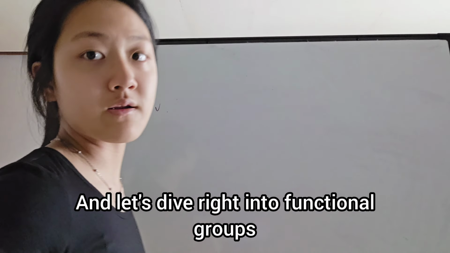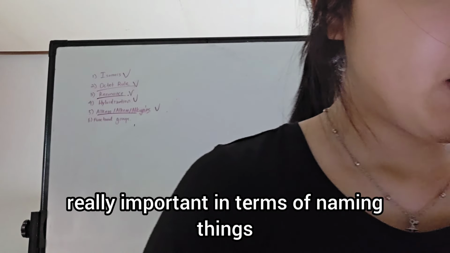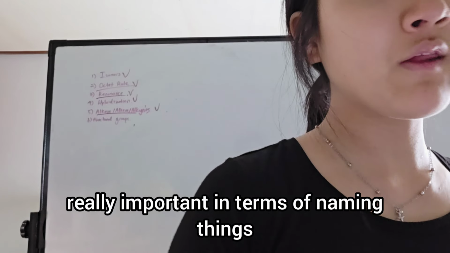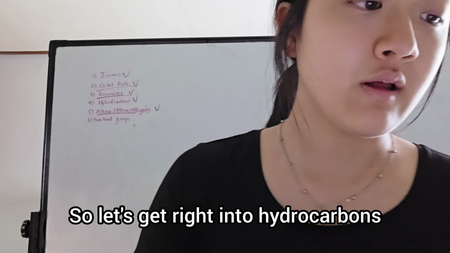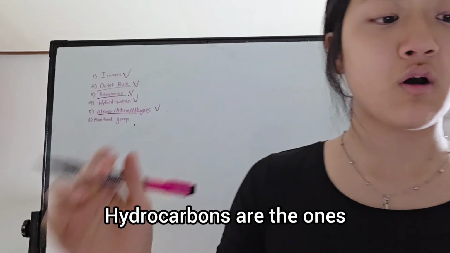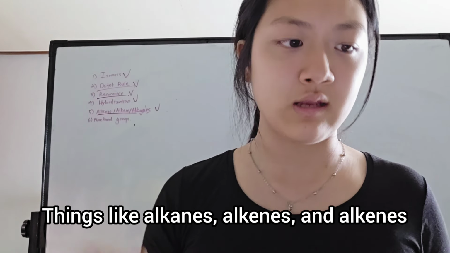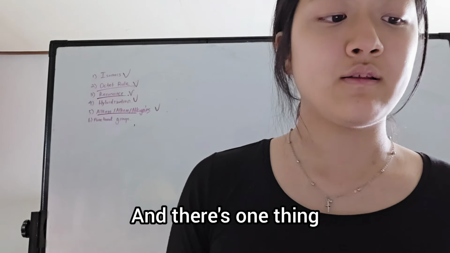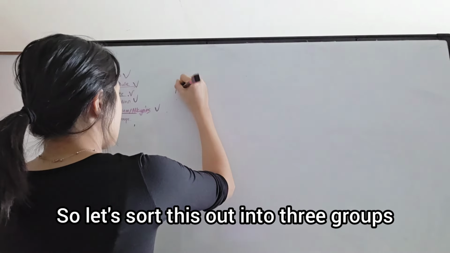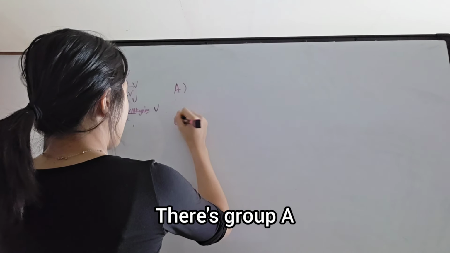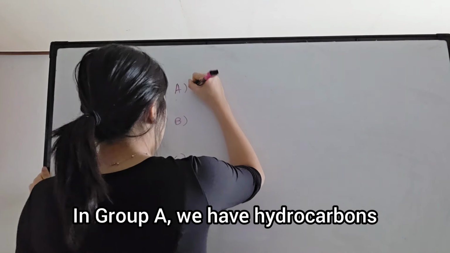And let's dive right into functional groups. Functional groups are really, really important in terms of naming things, but also thinking about what functionalizations they have. So let's get right into hydrocarbons. Hydrocarbons are the ones that we just explained, things like alkanes, alkenes, and alkynes. And there's one thing that we didn't talk about quite yet. So let's sort this out into 3 groups. There's group A, group B, and group C. In group A, we have hydrocarbons.